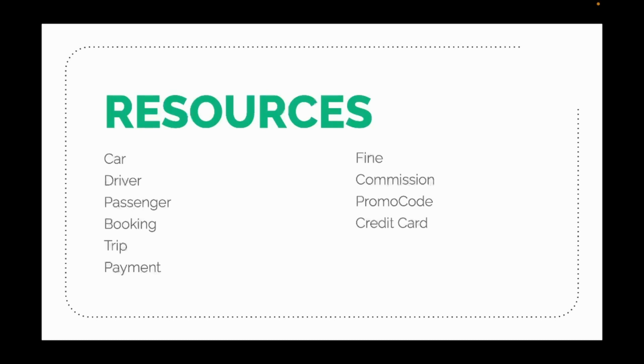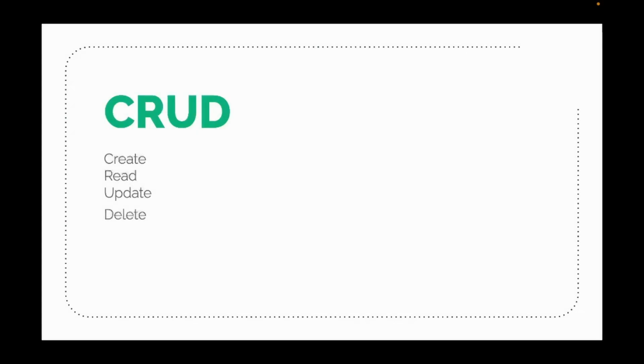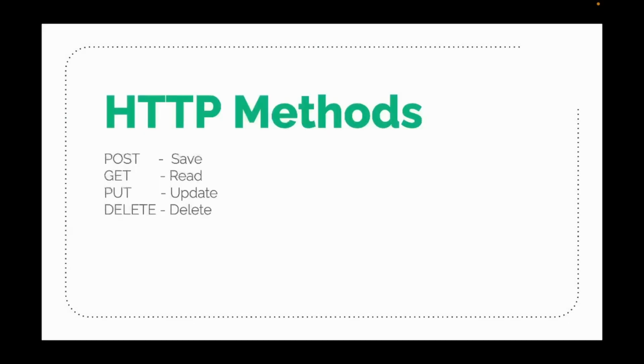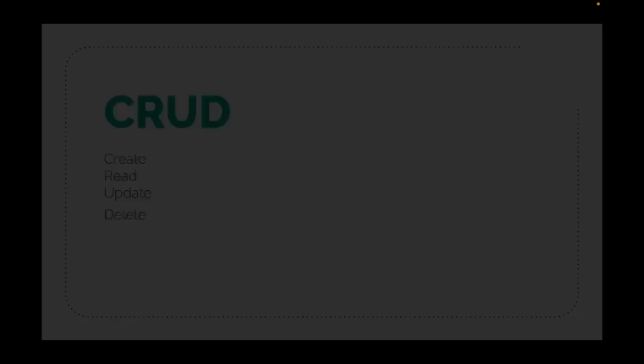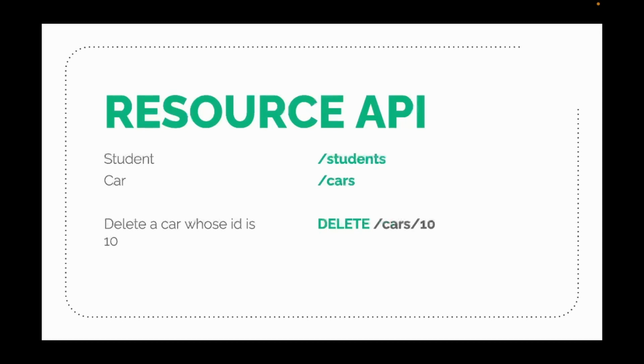Okay, now another terminology is resources. If we look at the ride hailing example, car is a resource, driver is a resource, passenger, booking, trip, payment, fine, commission, promo code, and credit card, these all are resources. So if we combine these resources and these operations, and we also know that HTTP supports different types of methods, combining these all, we can create a new API, a new protocol, which is a resource API.